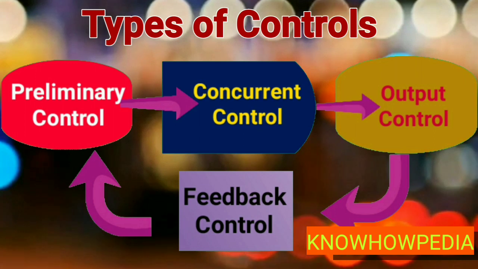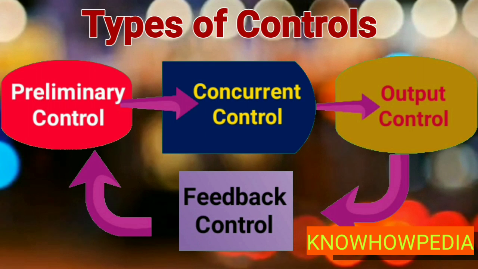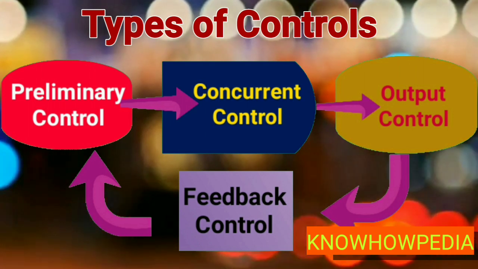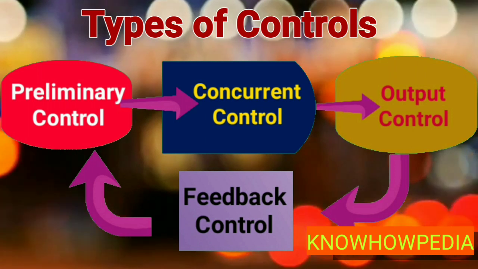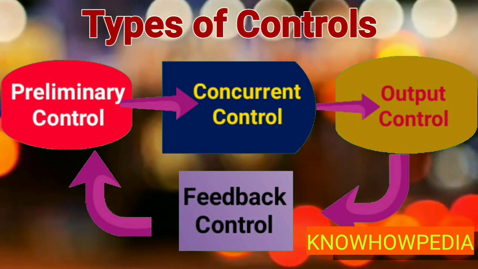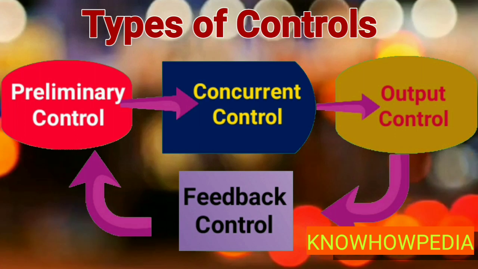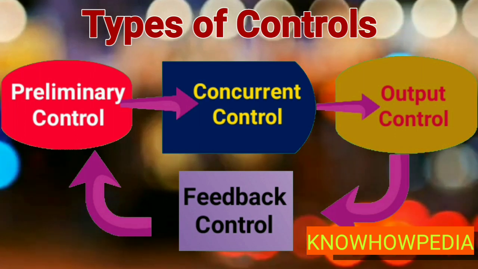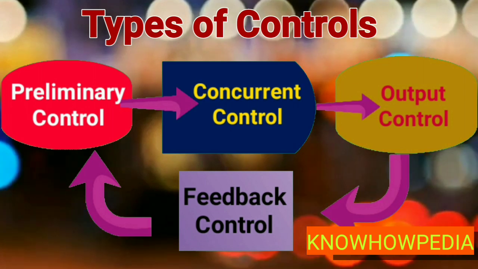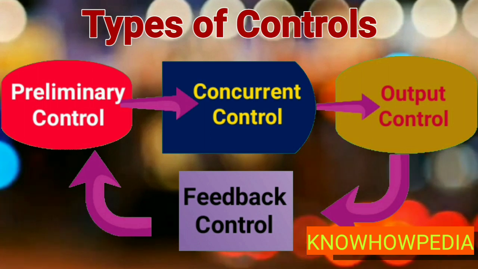The second type of control is called concurrent control. Concurrent control is also called process control, because during the process of a particular manufacturing, or at various times during that particular process, we are checking and ensuring that it has not deviated, that there is no variance between the expected and the actual. Then obviously concurrent control will help us to go along the plan.